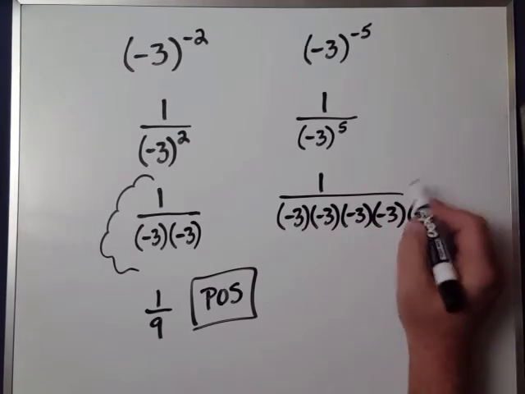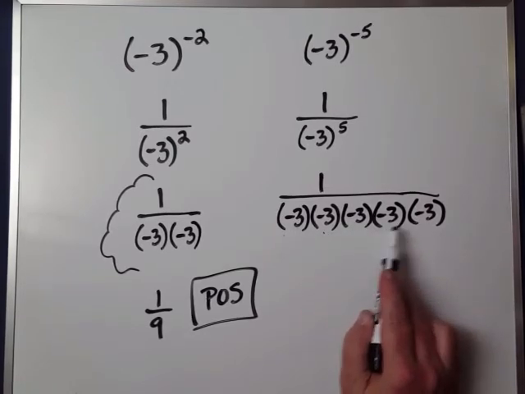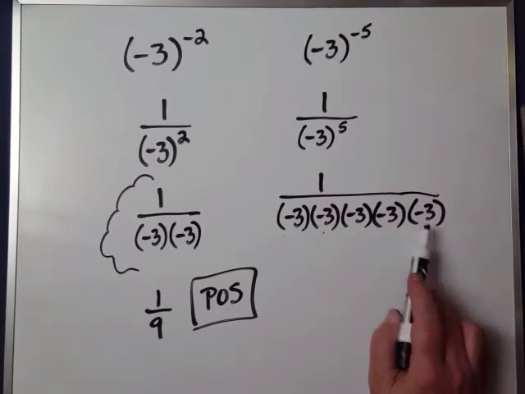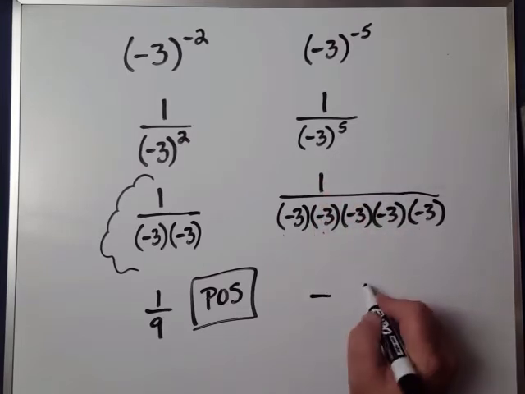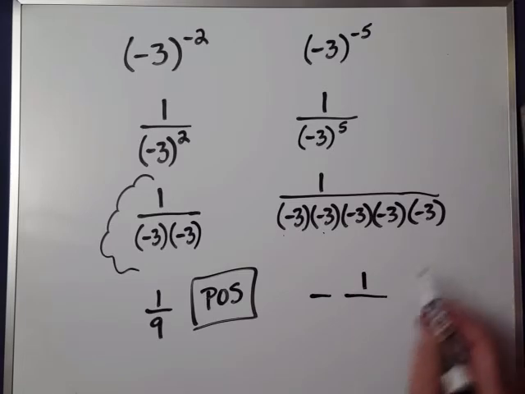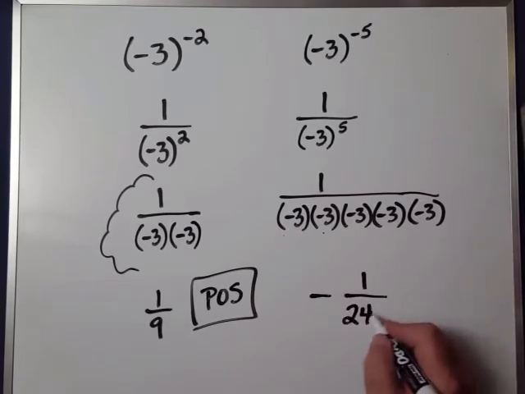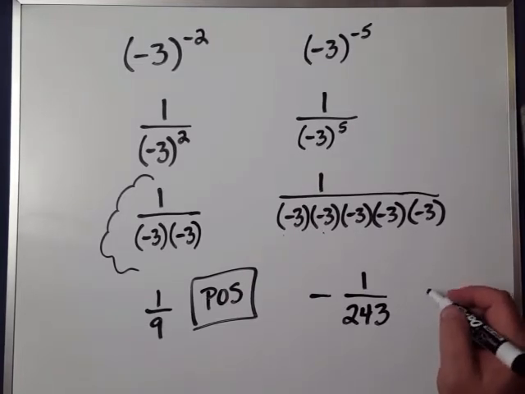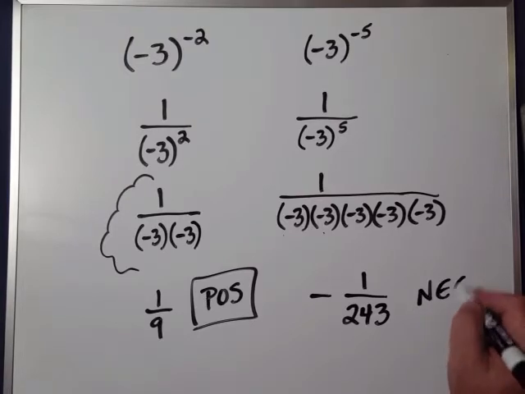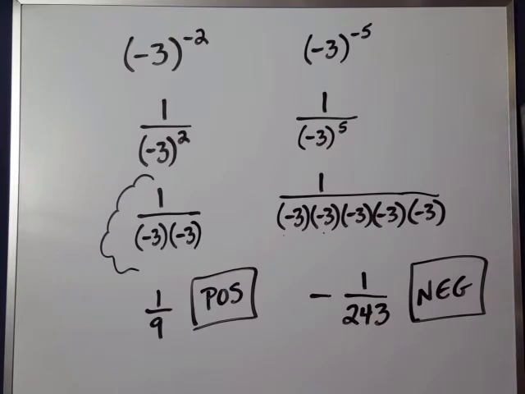And what's going to happen? Every pair of negatives will turn positive, and there'll be one left over because it was an odd power. And so my answer will be negative 1 over whatever 3 times itself 5 times is. It happens to be 243, which is a fact that you will memorize when we get to chapter 5. This is negative because a negative to an odd is negative.